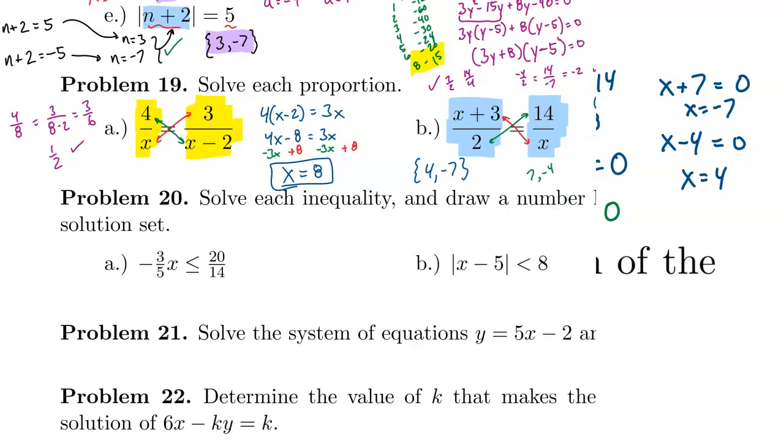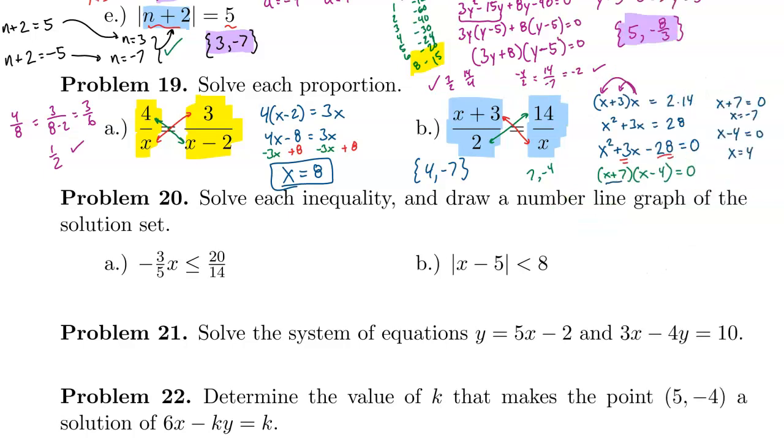So in these examples, we saw a proportion that simplified to a linear equation in part A, and we got the solution x equals 8. And in the second problem, we saw a proportion that simplified to a quadratic equation which had two solutions, 4 and negative 7.